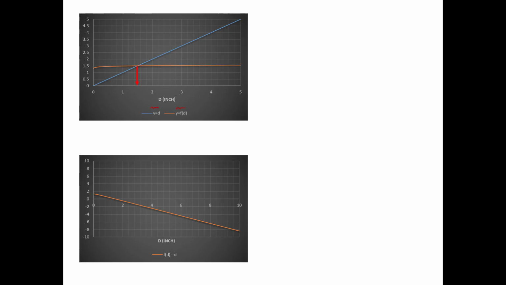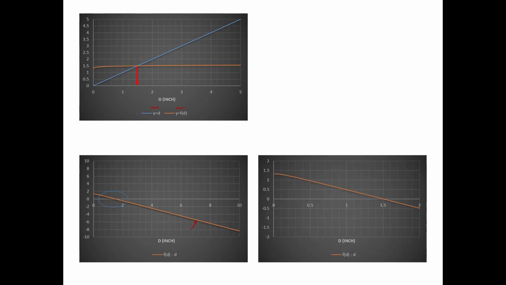So that's my f of d minus d function here. And you can see the intersection, it's right here. If you zoom in on this, you will actually have this, and it's almost 1.5, so it's matching with the first one.